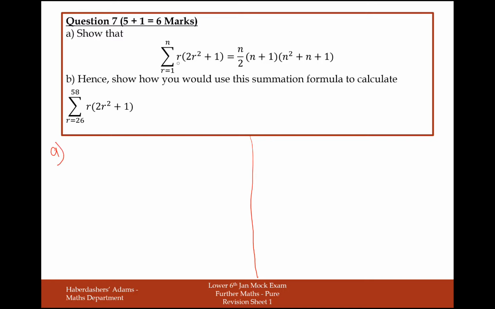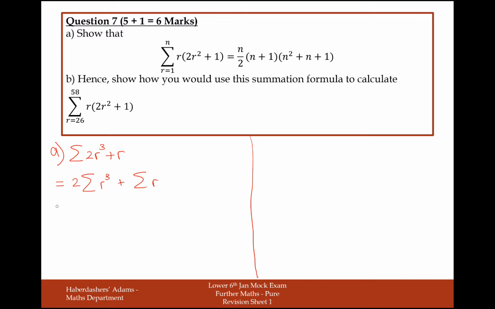So for the first part, I think I will start with expanding these brackets. So 2r cubed add r. Okay, so now what I'm going to do next is split up this summation here into two separate summations, and I can also pull out a factor of 2 from this summation as well. So I can rewrite this as 2 times the summation of r cubed add the summation of r.